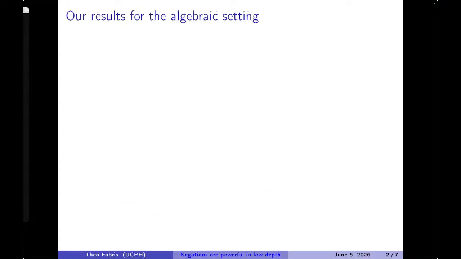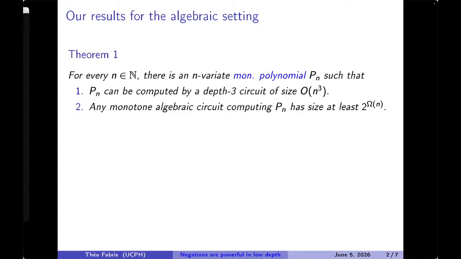Okay, good. So our main result is this construction. We construct an n-variate monotone polynomial P such that we can compute P with a very small depth three circuit, which is the first result. I guess you cannot see, but it's the number one over there. And the other property of P is that any monotone algebraic circuit computing P has size at least 2 to the n.